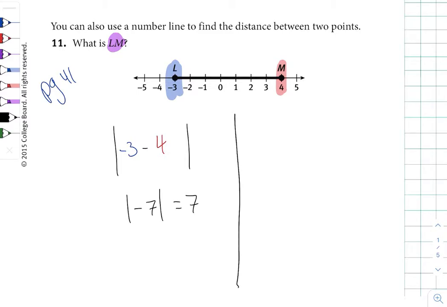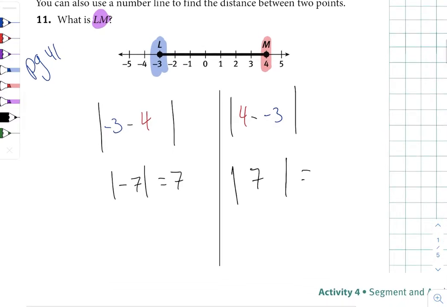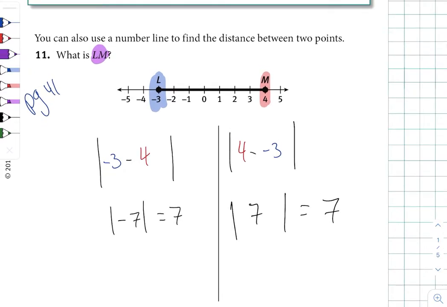And it doesn't matter what order you subtract these in. I could do this same problem, but I'll start with M. M is 4 minus L, which is -3. Take the absolute value. 4 minus -3 is like 4 plus 3, which is 7. Absolute value of 7 is just 7. So basically what absolute value does is it gets rid of any negatives. If it's a positive number, it doesn't do anything. So in this case, LM is 7.